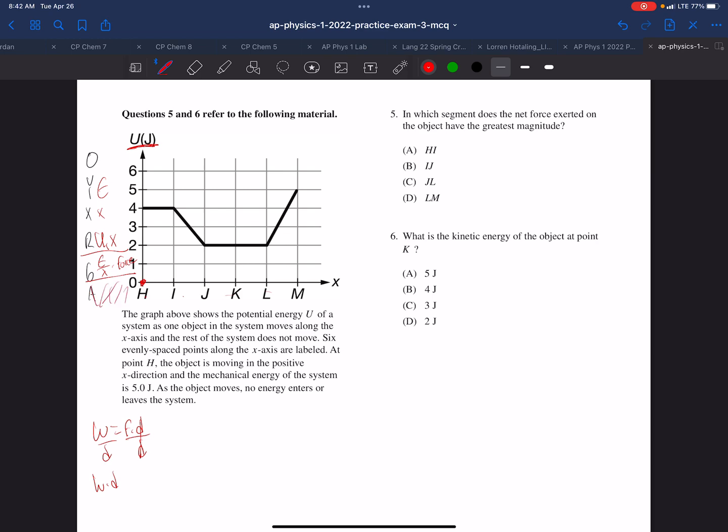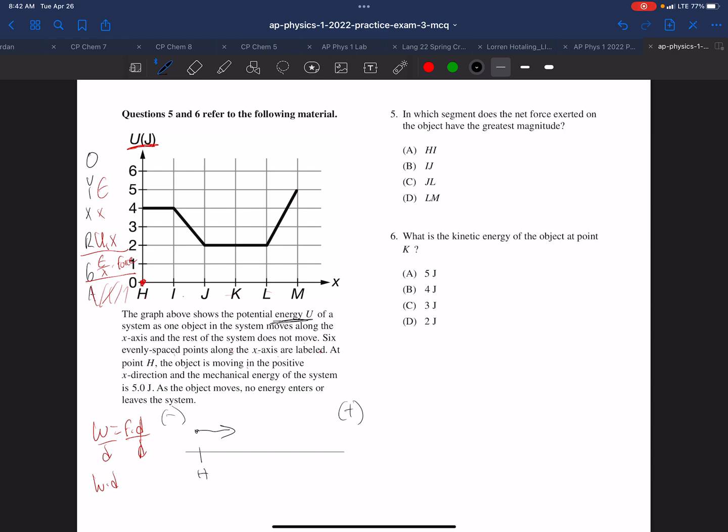All right, so potential energy of a system as one object moves along an x-axis and the rest of the system does not move. Evenly spaced points are labeled. At H, the object is moving in the positive direction. And so what we see at point H, from H to I, is that the potential energy stays the same. So what we're seeing then is that the height must be the same.